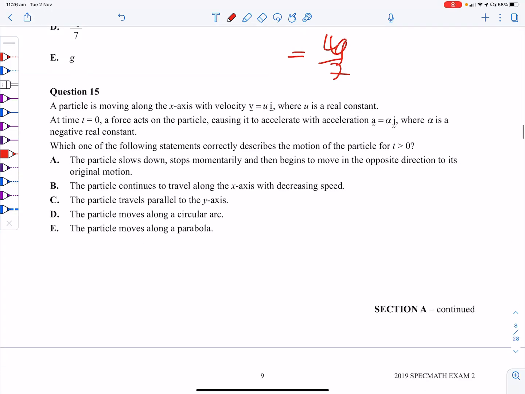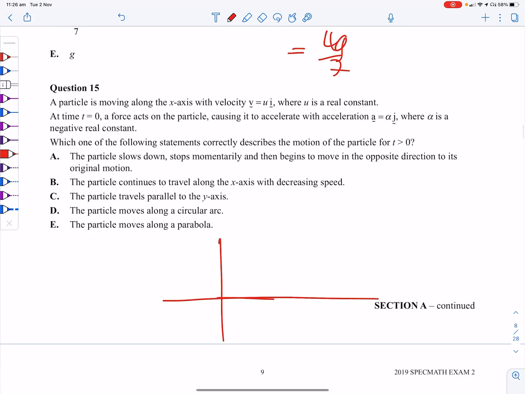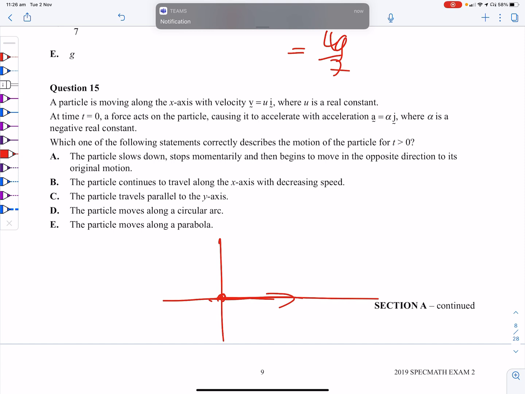A particle is moving along the x-axis with a velocity of u, so it's going that way. At time t equals 0, a force acts on the particle, causing it to accelerate with direction A is alpha j.